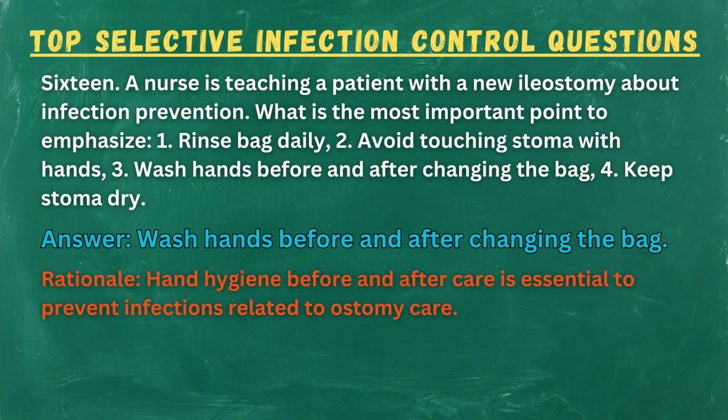A nurse is teaching a patient with a new ileostomy about infection prevention. What is the most important point to emphasize? 1. Rinse bag daily. 2. Avoid touching stoma with hands. 3. Wash hands before and after changing the bag. 4. Keep stoma dry. Answer: wash hands before and after changing the bag. Rationale: hand hygiene before and after care is essential to prevent infections related to ostomy care.